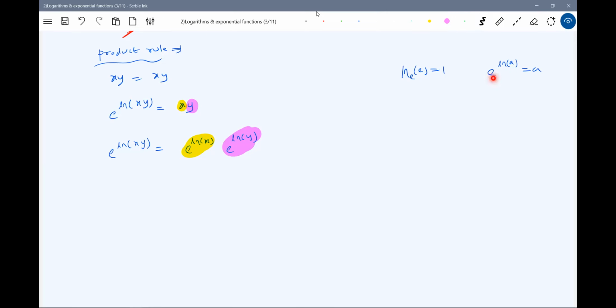Because e to the power of log a will be equal to a, therefore x I can write as e to the power of log x. So e and log will cancel out, and I'll get back the x here. Similarly, e and log will get cancelled, and I'll get back xy. And then further, we can compare this one now: e to the power of a into e to the power of b can be written as e to the power of log x plus log y.